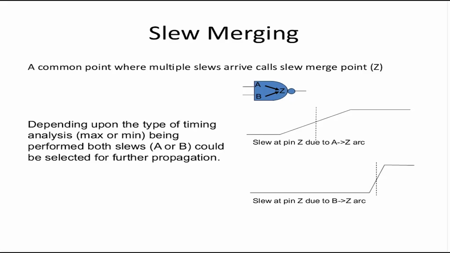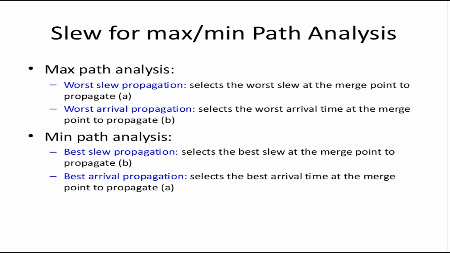It can be set to one of two values. Now let's say we are talking about the max path analysis. We have discussed already what max path analysis is. Max path analysis is used for setup constraint checking. It is more critical in the worst case library, when we consider the worst case operating condition. So the variable can be controlled to select which transition number would be used to calculate the transition at Z. One is the worst slew, the other is the worst arrival.